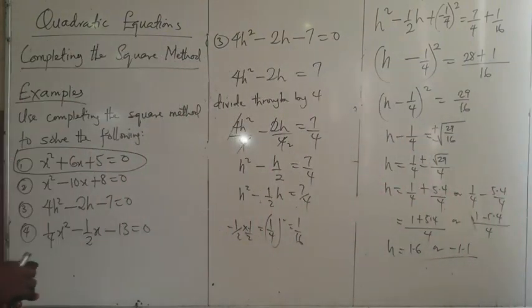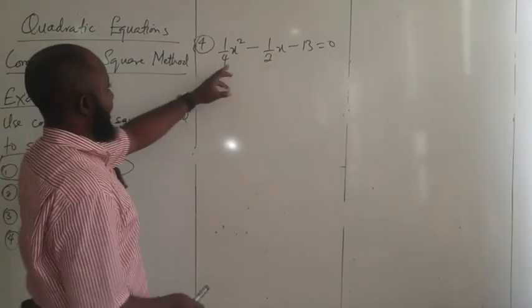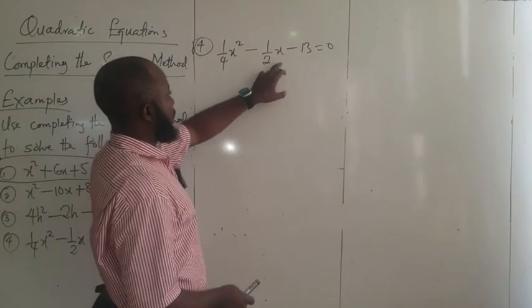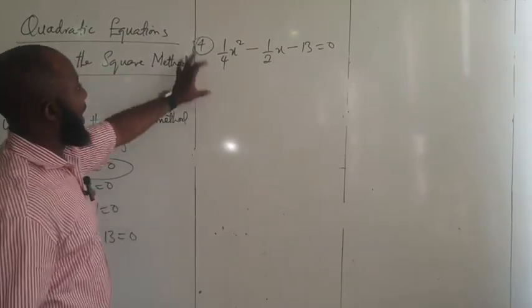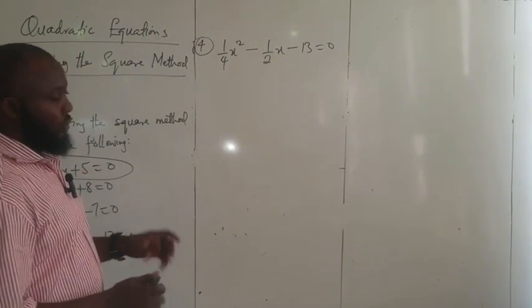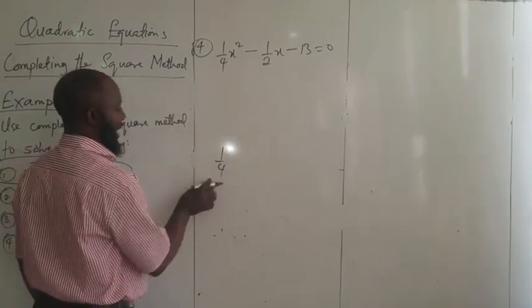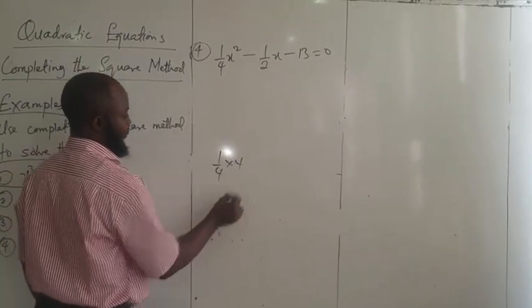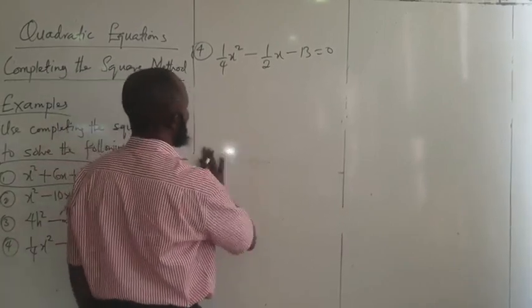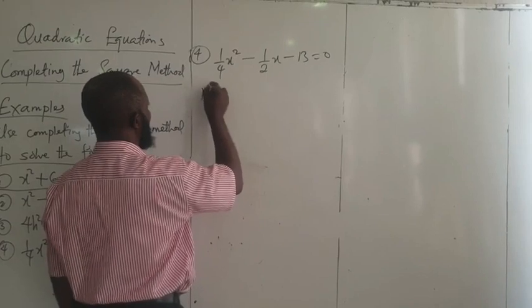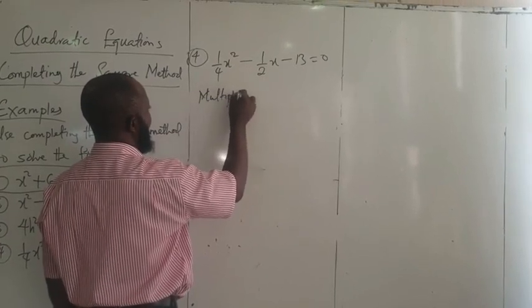So we go to the last example now. We have 1 over 4 x squared minus 1 over 2 x minus 13 equals 0. So the first thing we think of is how can we remove this 1 over 4? What can we do to make this one is multiply by 4, so this cancels this and turns into 1. So we are going to multiply through by 4.